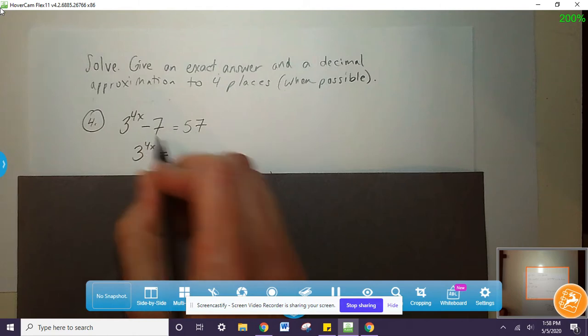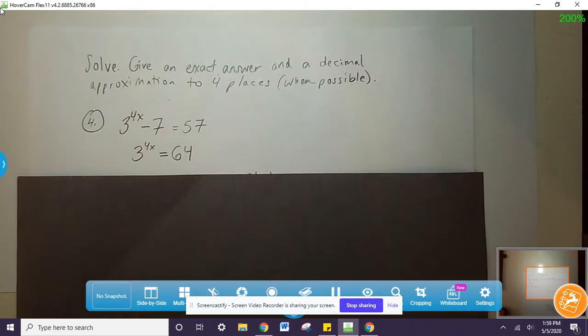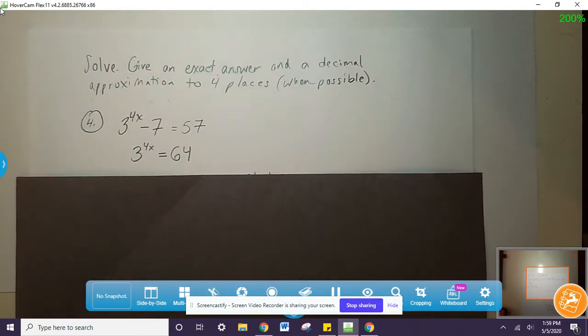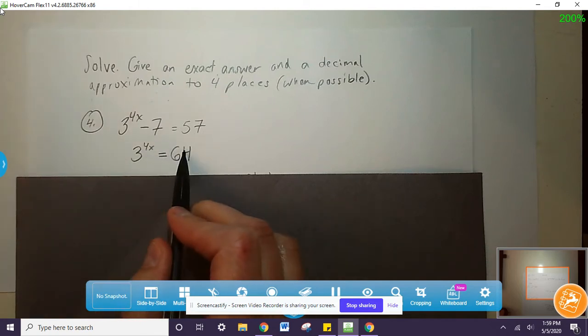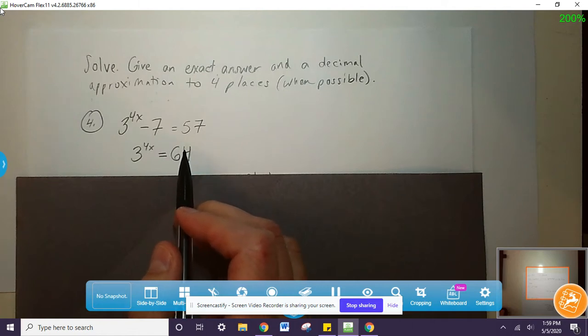And we'll get 3 to the x equals 64. Now, your next thought might be, okay, I have 3 to a power. Let's rewrite 64 as 3 to a power. So that's a good thinking to try to do it like we did the number 2 from before.